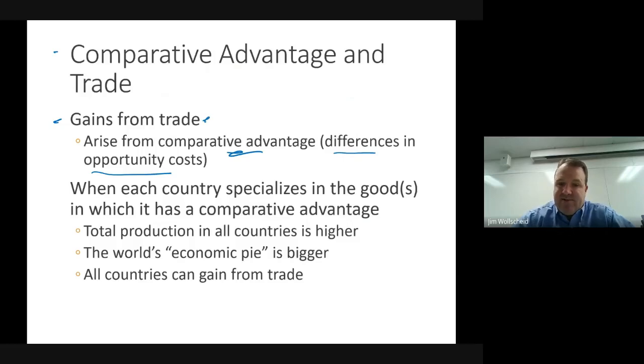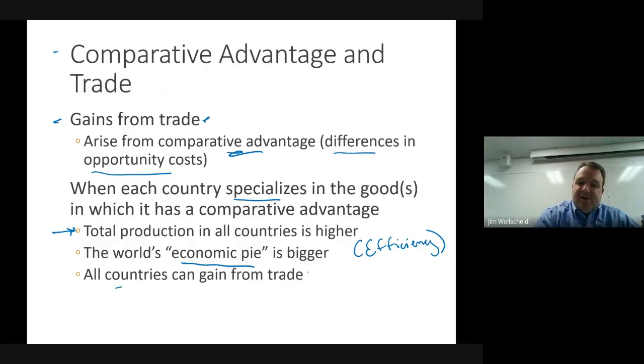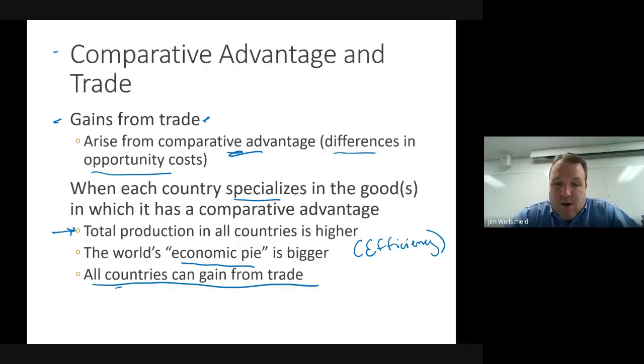And because of comparative advantage and specializing, more goods and services are going to be produced in the country, in the world. And because more production is done, we get a bigger economic pie. So there's efficiency. We become more efficient. And because we become more efficient, there's this ability for all countries to gain from trade. They will all end up with more goods and services than what they had before.